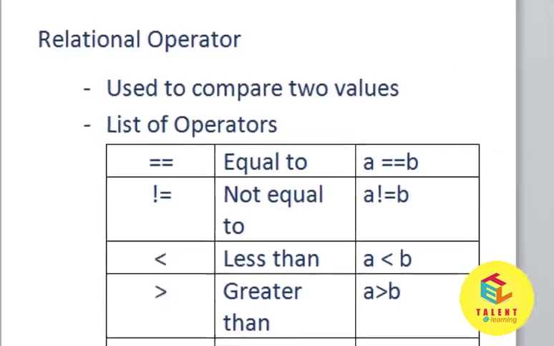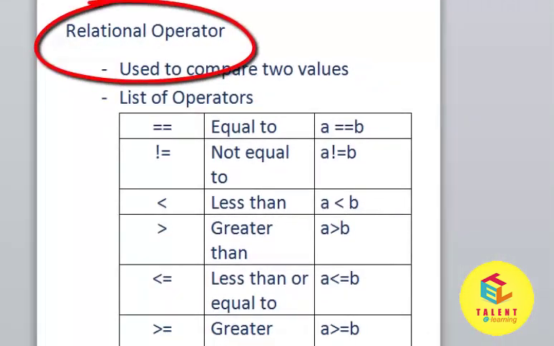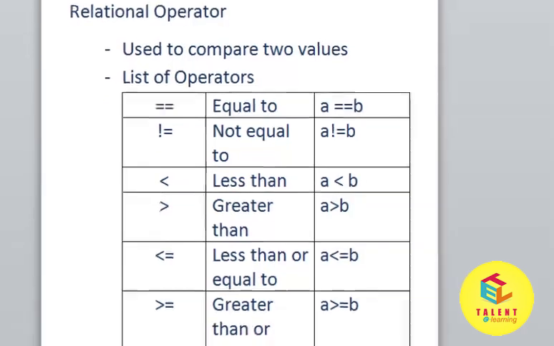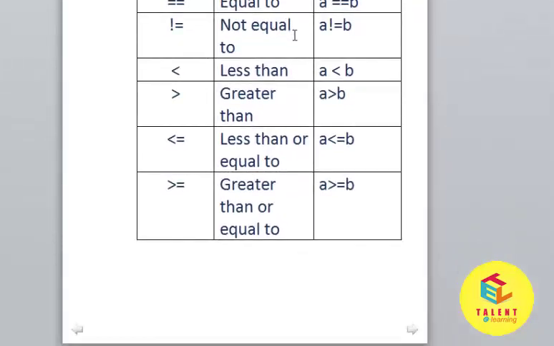Next, relational operator. Relational operator is used to compare two values. Here, this is the list of operators: equal to, not equal to, less than, greater than, less than or equal to, greater than or equal to.